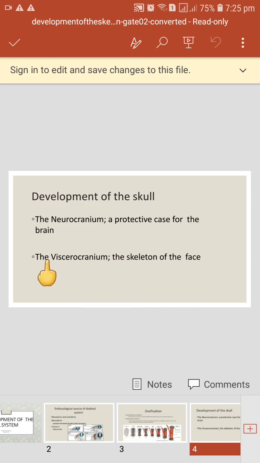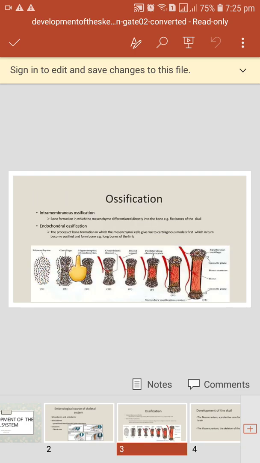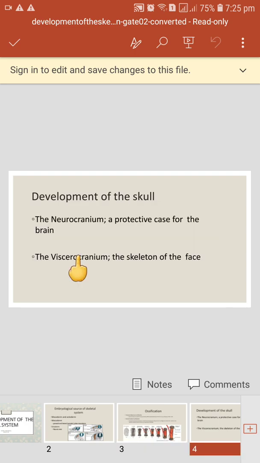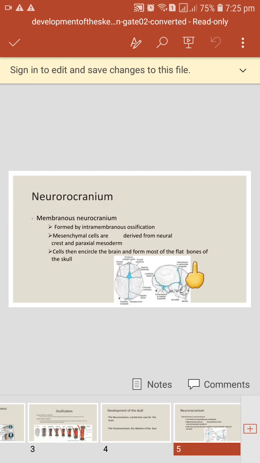So, development of the skull: we have the neurocranium and the viscerocranium. The neurocranium is a protective case for the brain, while the viscerocranium is the skeleton of the face. Firstly, we will discuss the neurocranium. Membranous neurocranium is formed by intramembranous ossification. Mesenchymal cells are derived from the neural crest and paraxial mesoderm. Cells then encircle the brain and form most of the flat bones of the skull.